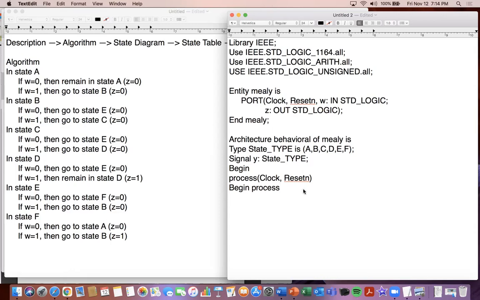Okay, so we're gonna begin the process. And within our process statement, we're going to have our if reset N here, because asynchronous has the greatest priority. Remember that. If reset N is equal to 0, active low, then, and we can use an if statement because it's inside a process, reset N is equal to 0, then Y is going to be state A.